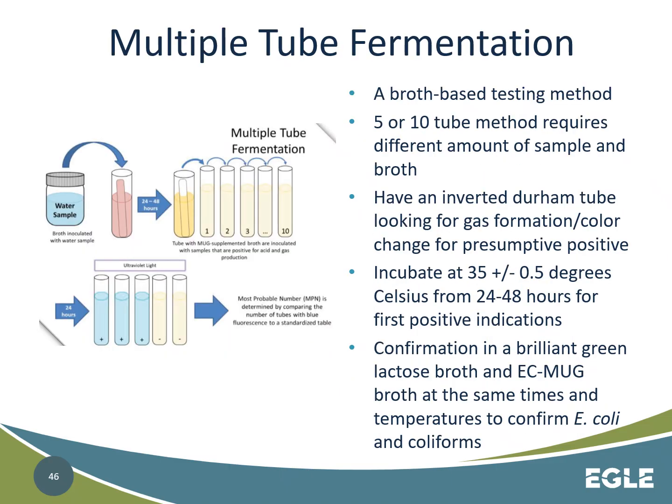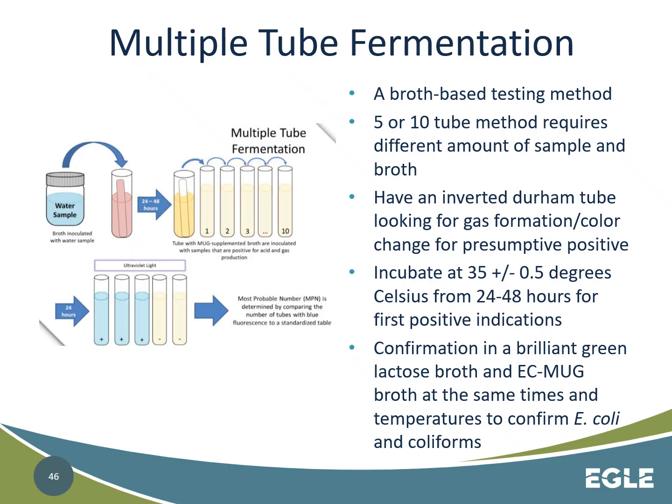Next one is multiple tube fermentation. Multiple tube fermentation is kind of a thing of the past. It's not used all that often anymore because, by the time that you go through all the steps of doing it, it can take anywhere from 3 to 5 days to get an accurate reading whether there's bacteria there. So this is a broth-based testing method where you take your water sample and you enter it into what we call a Durham tube type media, where you're going to get color change and air bubble formation in this vacuum air Durham tube in the first step.